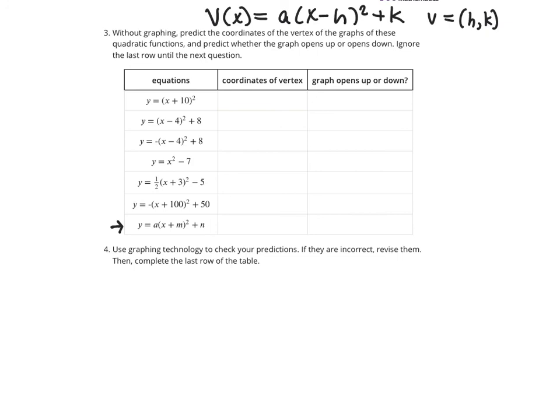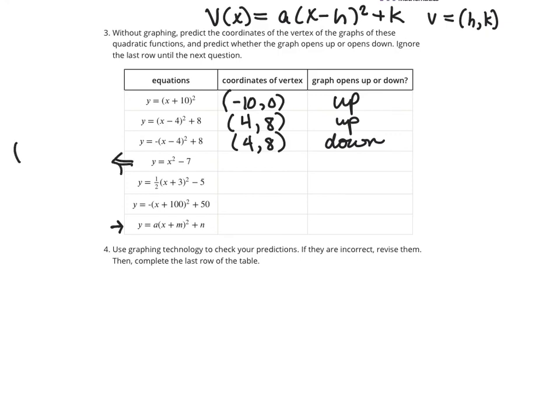All right, so the coordinates of this first one, I don't have a k term. I know that's opposite, and it opens up because my a is positive. Here, h comma k, and we are still opening up. Same thing. And here we're opening down because our a term is negative. Ooh, this one, I'm going to rewrite this so it looks like everything else. x minus 0 quantity squared minus 7. So I'm at 0 comma negative 7, and we're opening up.